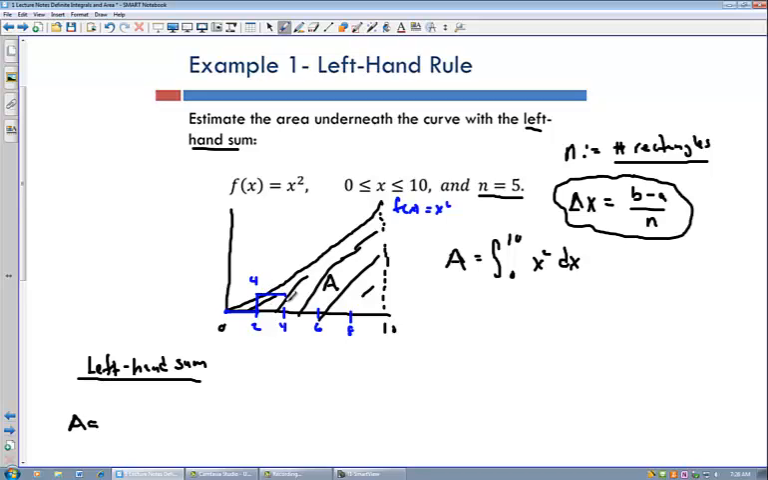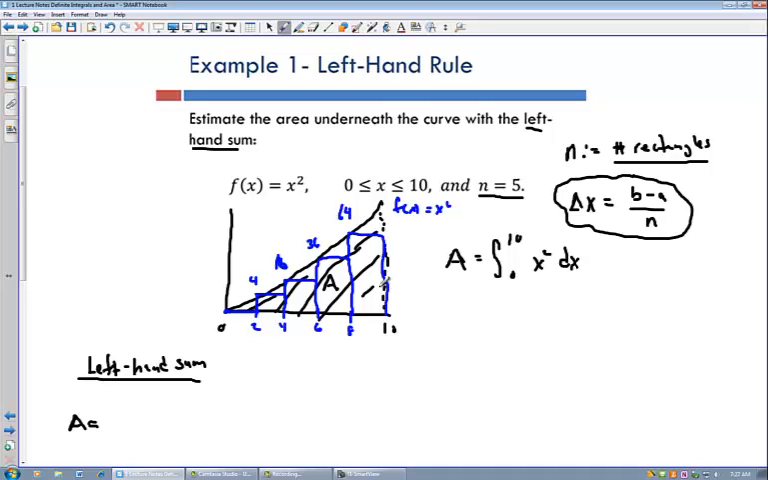So that's my next rectangle. If you plug in 4, you get 4 squared, which is 16. Again, I'm starting at the left. So that's 16. Make sure it looks like a 6. So 16. And if I plug in 6, I'm going to get 36. So the height is 36. And if you plug in 8, you're going to get 64. Great. Just like that. All right, so that's the left hand.